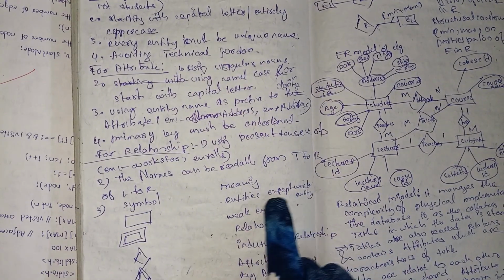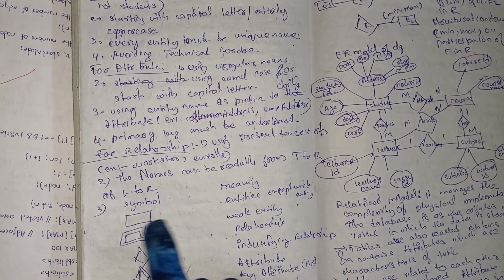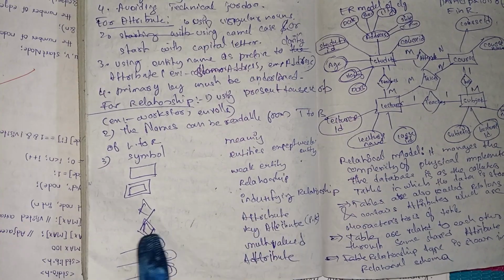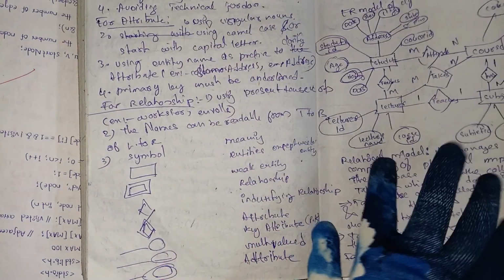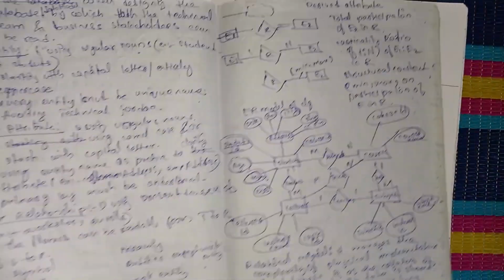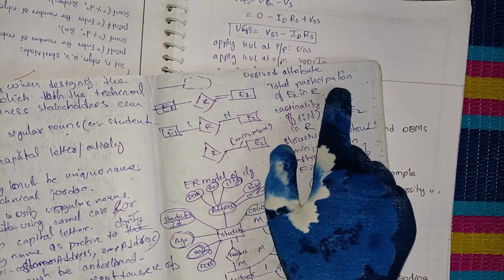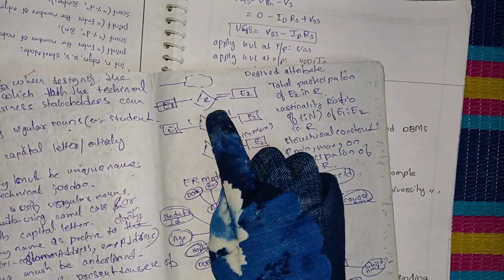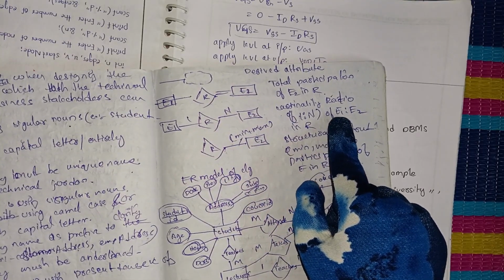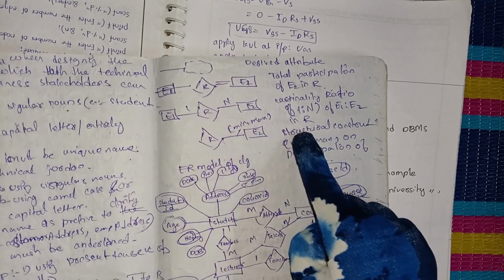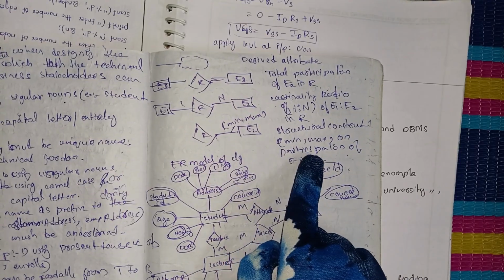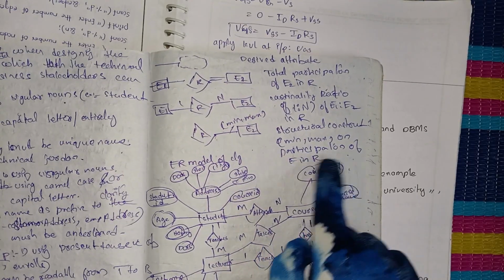And symbols: all entities except weak entity are represented by a rectangle, weak entity by a double rectangle, relationship by a rhombus, identifying relationship by a double rhombus, attribute by an oval, key attribute by an underlined oval, multi-valued attribute by a double oval, derived attribute by a dotted oval. Total participation of E2 in R is indicated by a double line, and cardinality ratio 1:N of E1:E2 in R indicates a one to many relationship from E1 to E2. And structural constraints: minimum, maximum on participation of E in R.